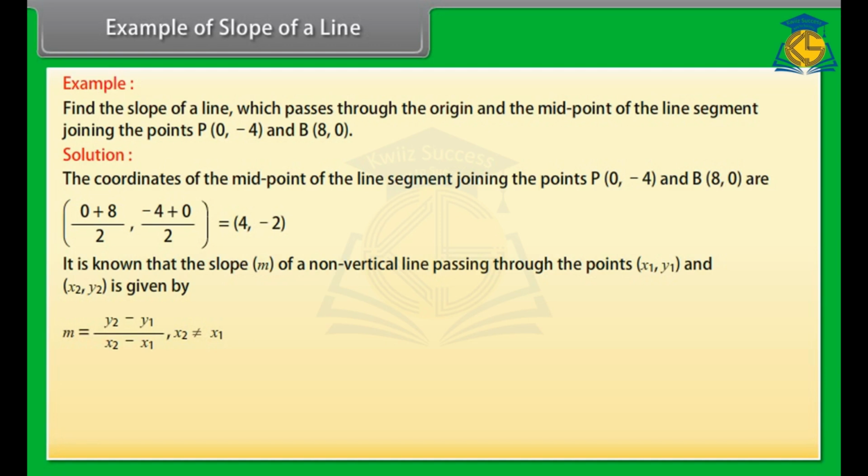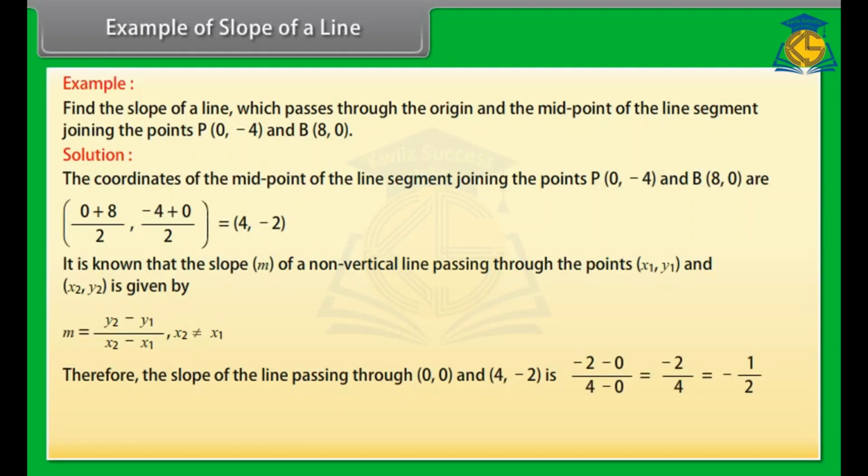x2 is not equal to x1. Therefore, the slope of the line passing through (0, 0) and (4, -2) is (-2 - 0) / (4 - 0) = -2/4 = -1/2. Hence, the required slope of the line is -1/2.